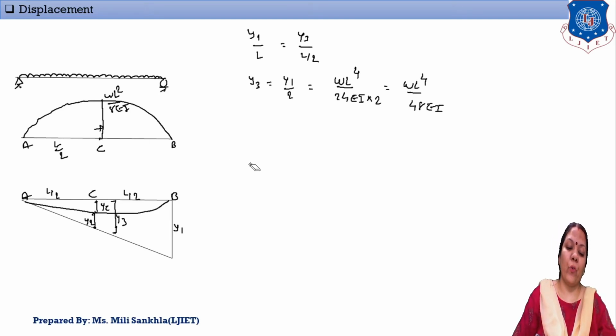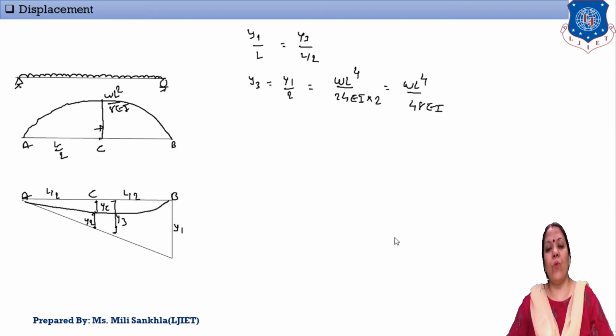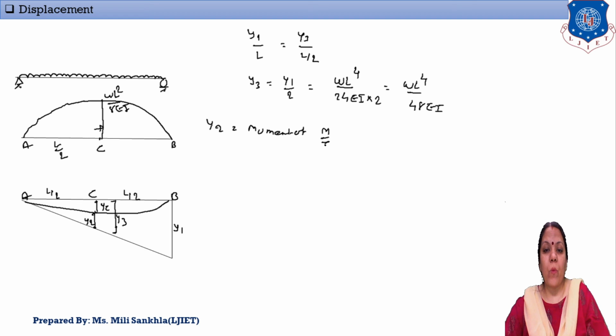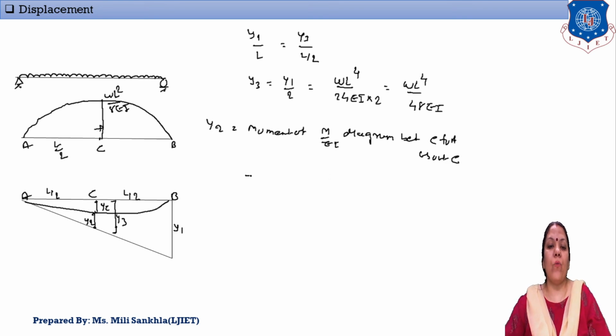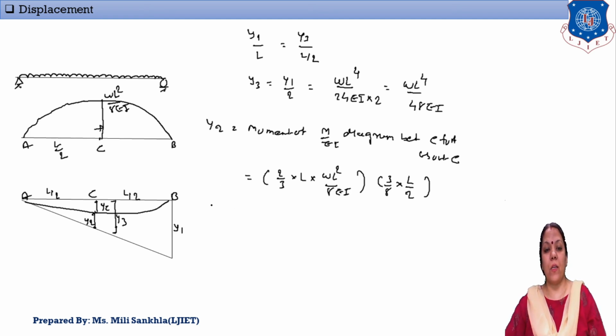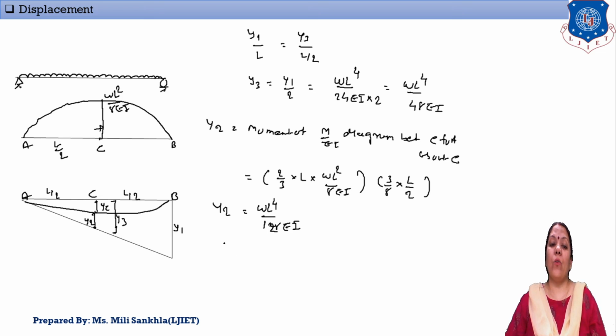Now we find Y2. Y2 is equal to the moment of M upon EI diagram between C to A and about C. Area is 2/3 into distance L and WL square by 8 EI, and the CG is 3/8 into L by 2, because this is a quarter parabola. The answer is Y2 equals WL raised to 4 divided by 128 EI.